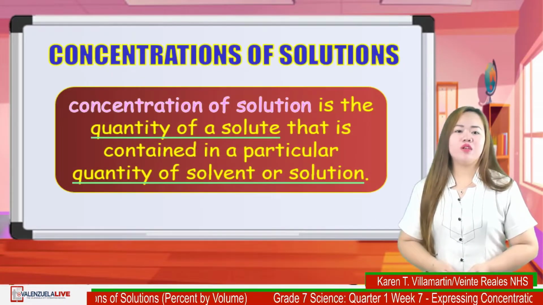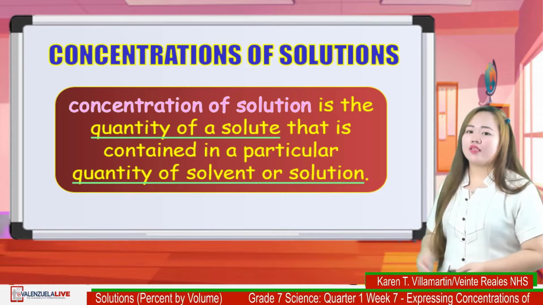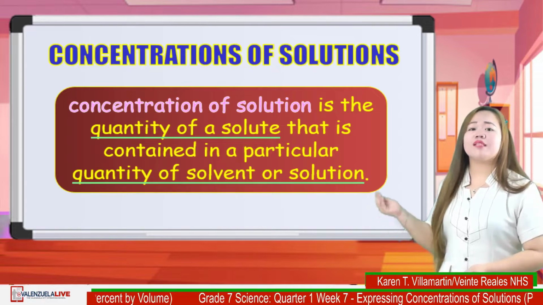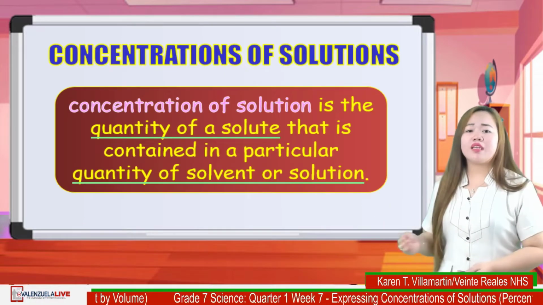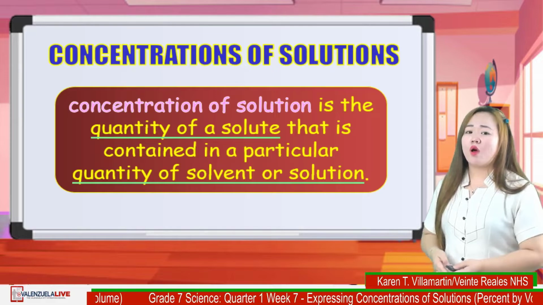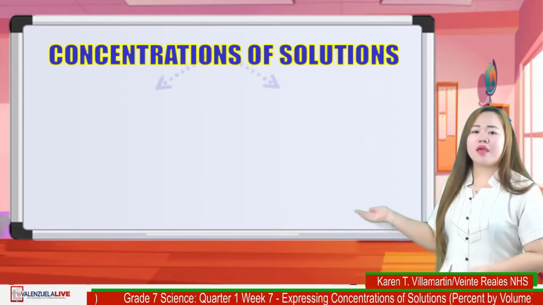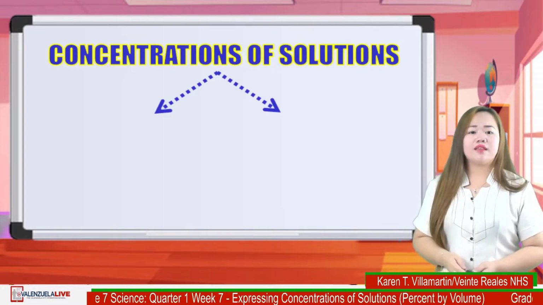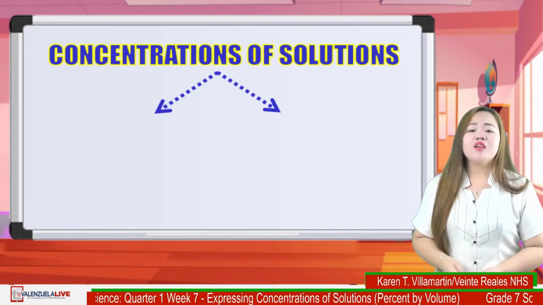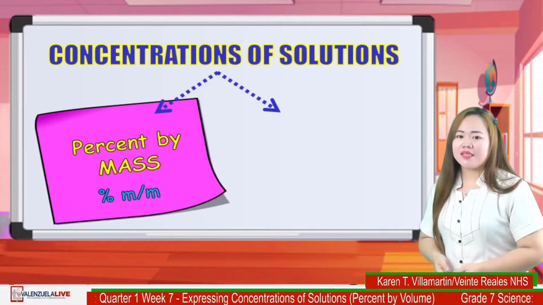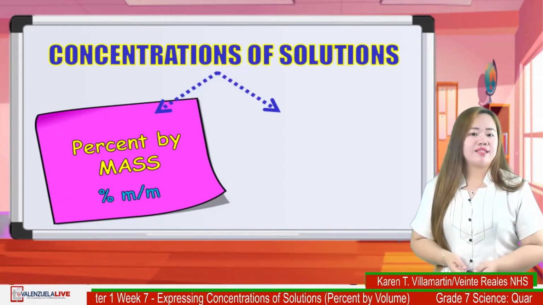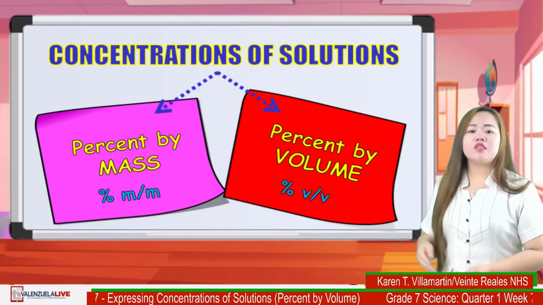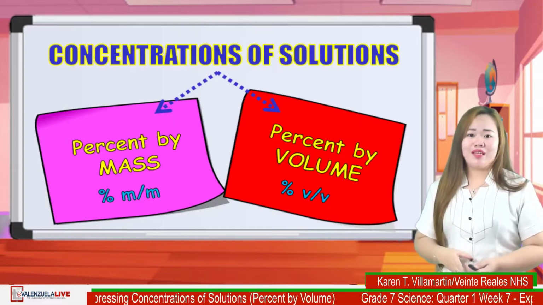From the last session, you have learned about concentration of solutions, wherein it is the quantity of a solute that is contained in a particular quantity of solvent of solution. As you can remember, there are two ways to express the percent concentration of solutions. First is percent by mass, which you already learned last session. And second is percent by volume, which will be discussed for today.